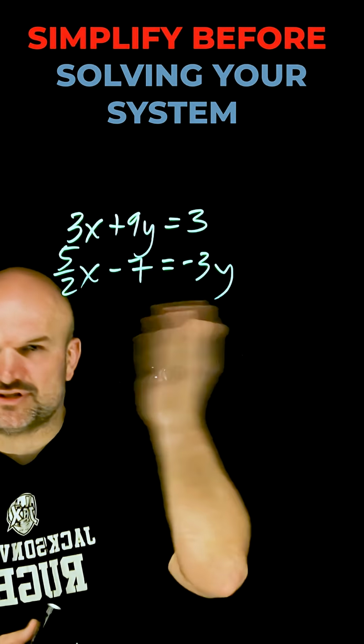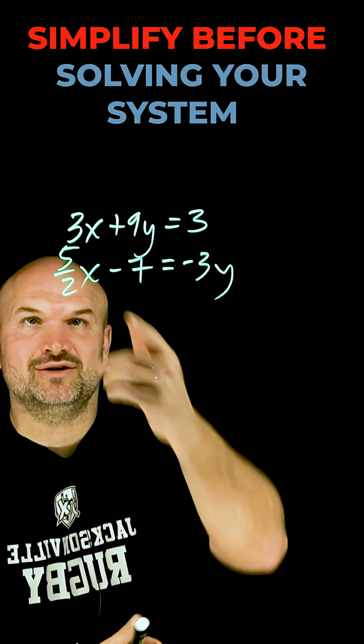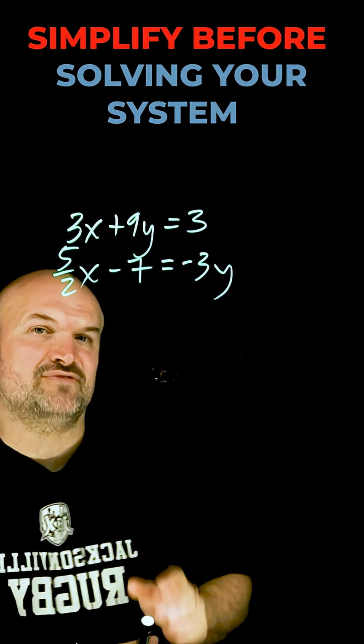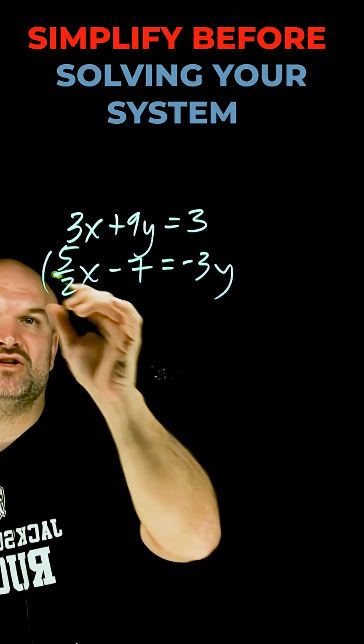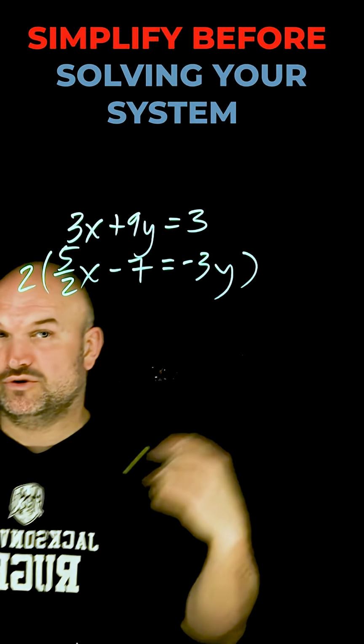The next thing, I usually don't like using substitution or elimination when I have fractions. So I need to get rid of this fraction. To do that, I'm simply going to multiply everything by my common denominator, which in this case is going to be a 2.